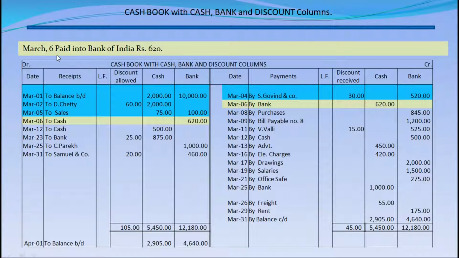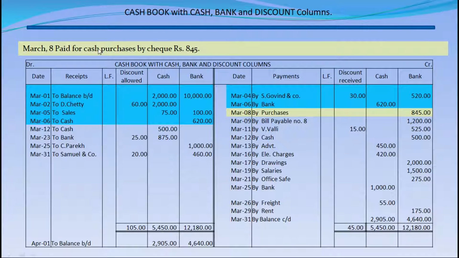Now March 6 paid into Bank of India 620. When we pay into bank, we pay from our cash. So we are losing cash. So on the credit side of the cash column, we have to record 620, March 6 by bank, and we are receiving this amount in the bank. So on the debit side, March 6 to cash 620 in the bank column we have to record.